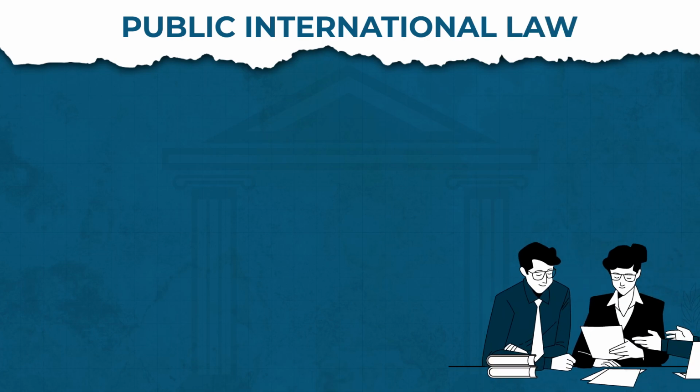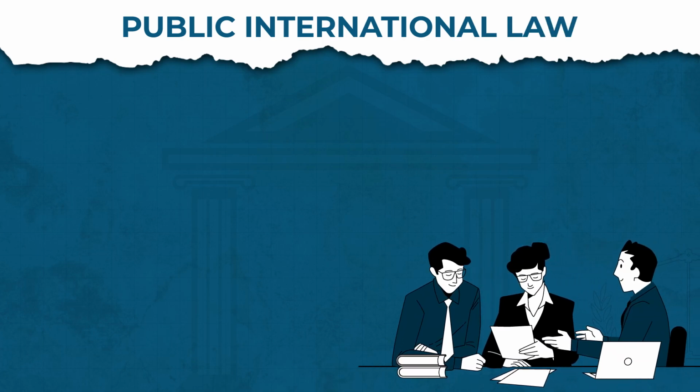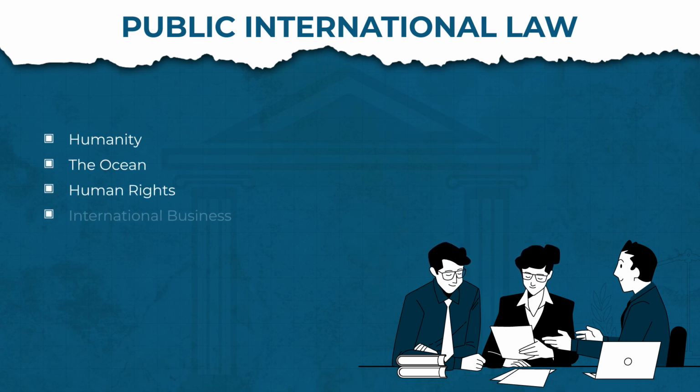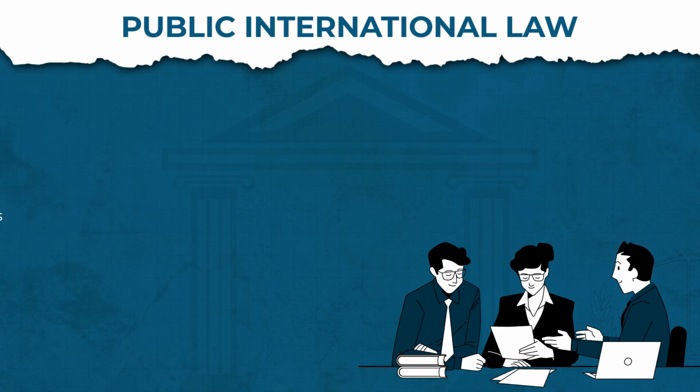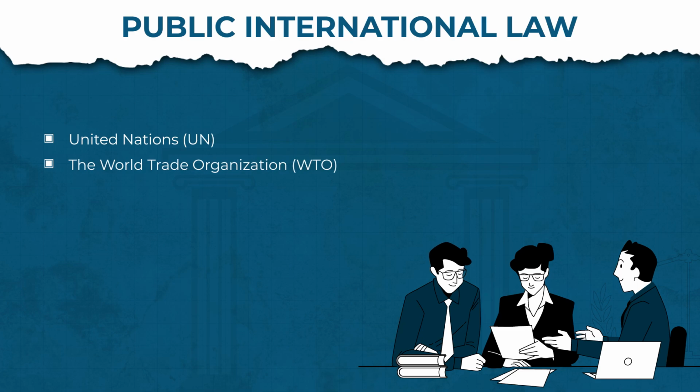Public international law refers to the rules and regulations imposed by government bodies on international relations between states and institutes. These rules are set concerning humanity, such as the ocean, human rights, international business, the environment, etc. Public international law is applied to organizations such as the United Nations, UN, and the World Trade Organization, WTO.